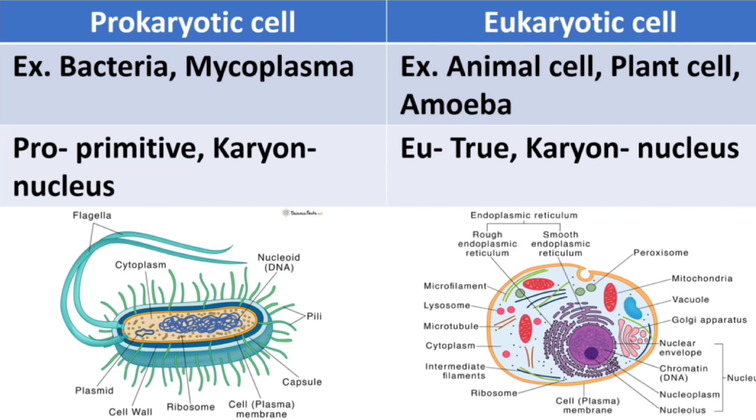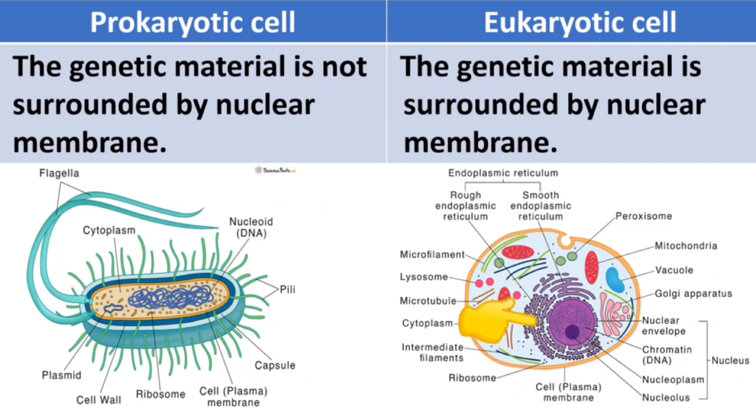On the other hand, eukaryotic cell, that means eu means true, karyon means nucleus. The animal or plant cell, or maybe the amoeba, is an example for this eukaryotic cell. These cells have a true nucleus. So in this picture you can clearly observe the genetic material is surrounded by a proper membrane called the nuclear membrane, which forms a nucleus. So the true nucleus is present in eukaryotic cell, whereas the true nucleus is absent in prokaryotic cell.